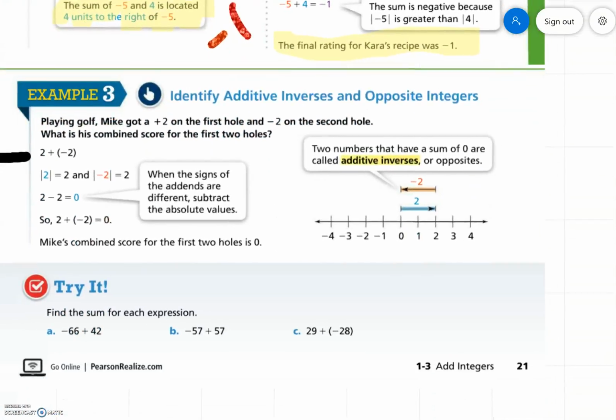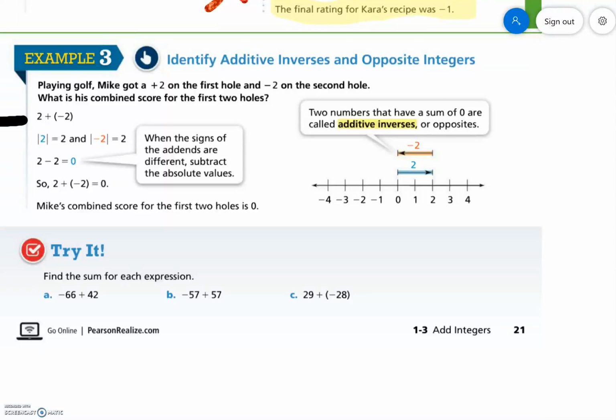Example number 3. Identify additive inverses and opposite integers. There's that word opposite again. Playing golf, Mike got a +2 on the first hole and a -2 on the second hole. +2 and -2, what are those? Opposites. What is his combined score for the first two holes? Well, we know opposites give us a sum of 0. So Mike's combined score for the first two holes is 0.